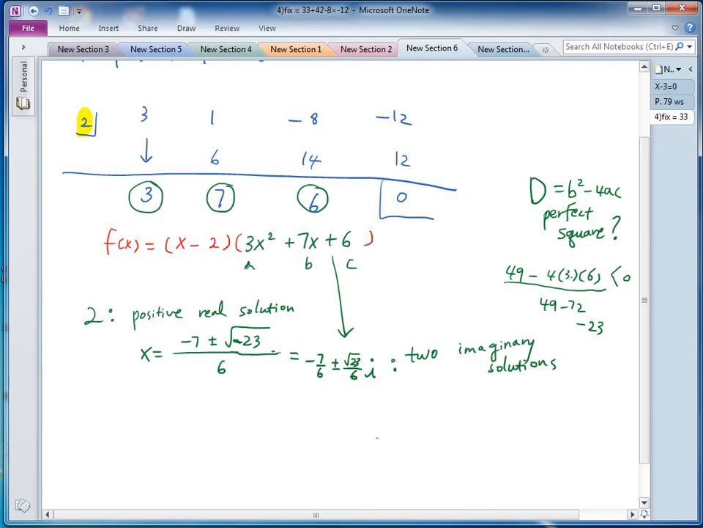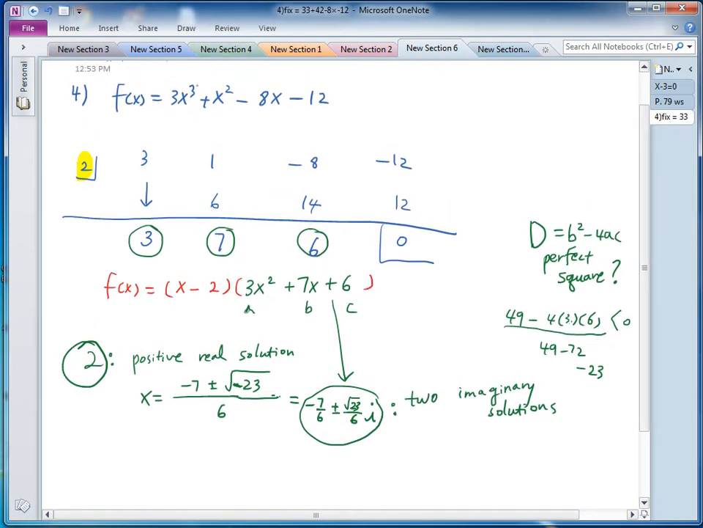Any questions so far? So you can solve and then you can talk about the solution. This is a real solution and these two are imaginary solutions. And what was the power of the problem? Third power. So we have 3 solutions in the complex number system.